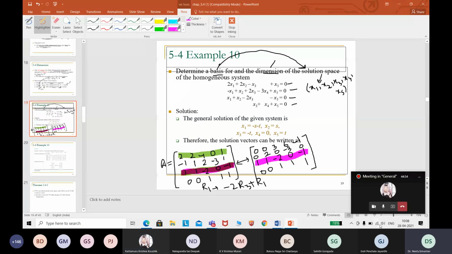I'm not able to hear you. Speak loudly. In the first row, the third element should be 8. Yeah, tell me now. In the first row, the third element, after the row operation now, what is it?